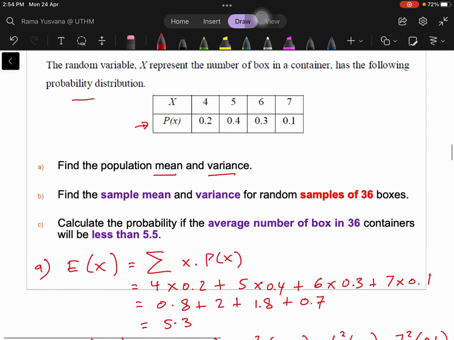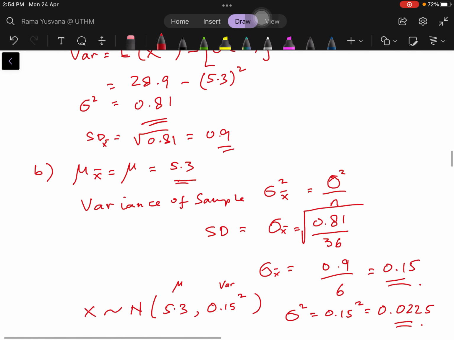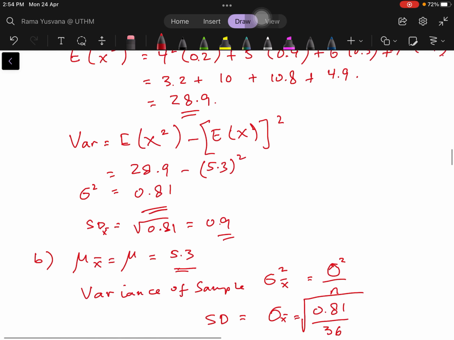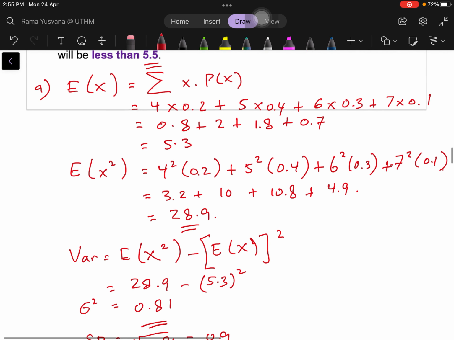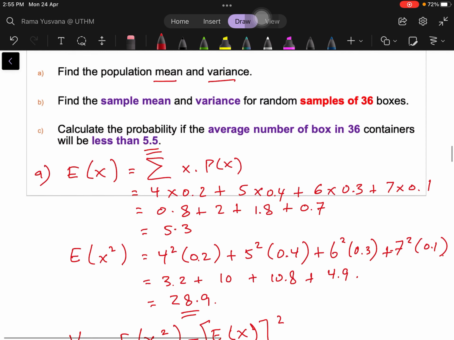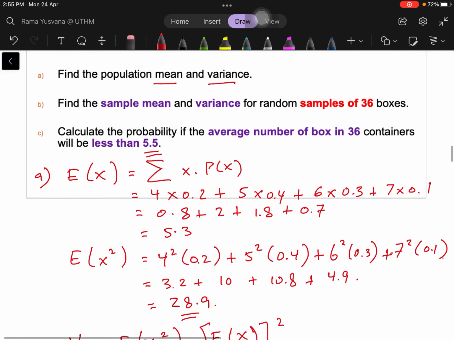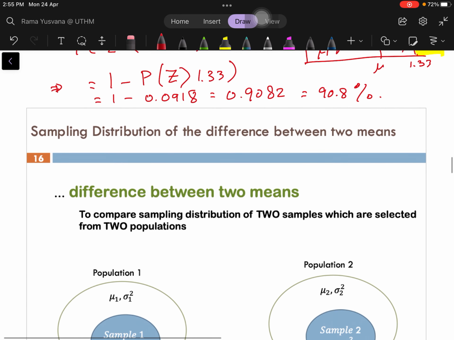Okay, that is part C: the probability that the average number of boxes in 36 containers is less than 5.5, which is quite a lot. 90% is quite big, because the mean here is only 5.3, so it's definitely likely to be less than 5.5. Therefore the probability is big, 90%. Okay, let me just pause here before we continue to the next one.